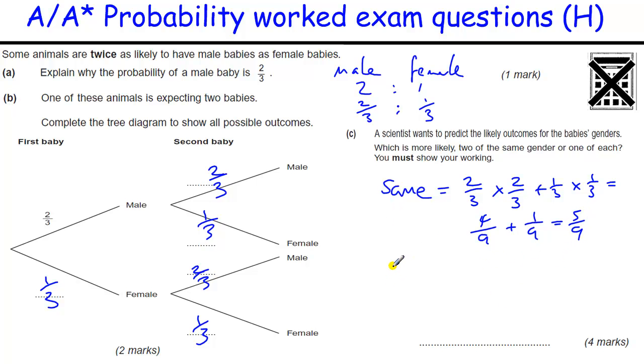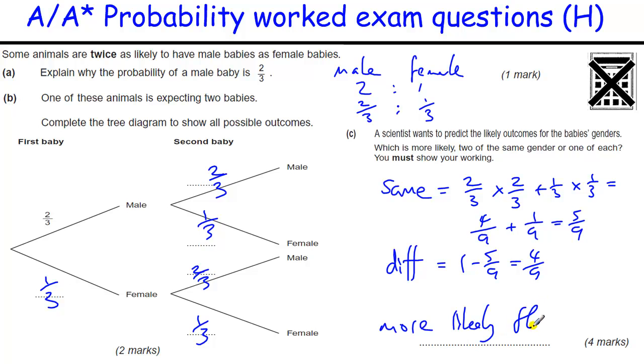So the same is 5/9, so different is going to be 1 minus 5/9, which is 4/9. So more likely the same.